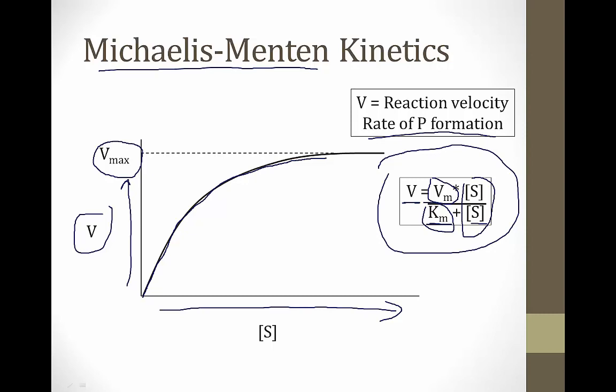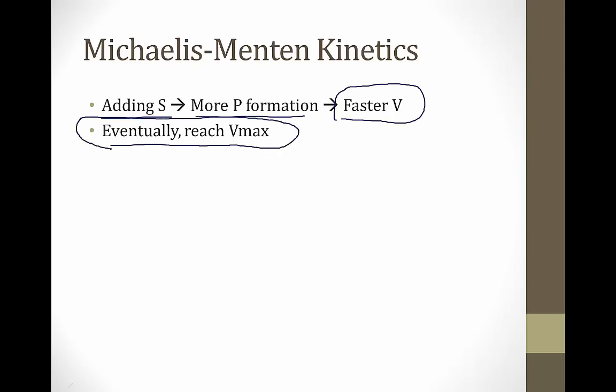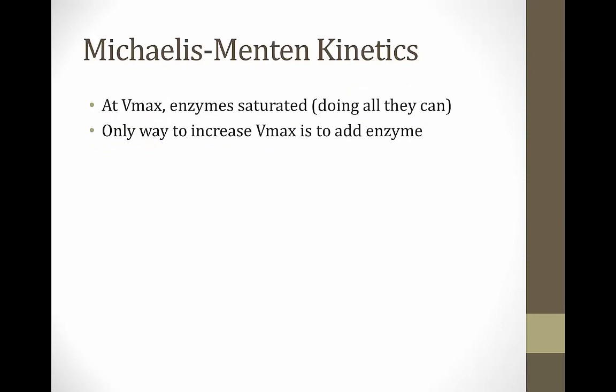So let's review a couple of the key features of Michaelis-Menten kinetics that I just discussed. The first is that adding more substrate leads to more product formation at a faster rate, a faster V, as we discussed on the y-axis of that slide. Eventually, however, you reach some velocity called Vmax that you can't get beyond no matter how much substrate you add. What's happening is that at Vmax, the enzymes are completely saturated. They are doing all they can. So when you add more S, there are no enzymes to bind them and form more product P. Therefore, the velocity cannot get any faster.